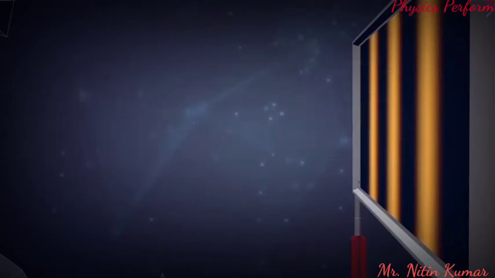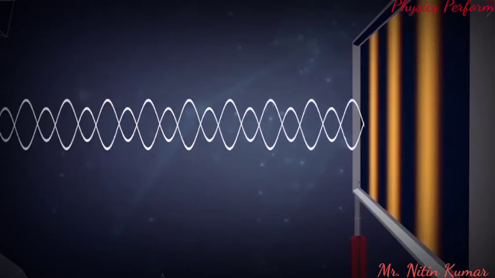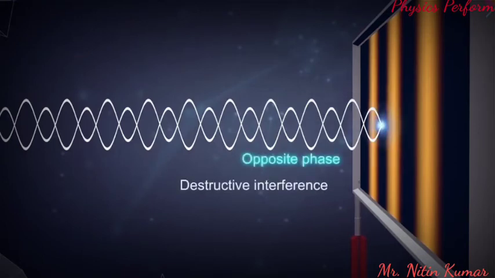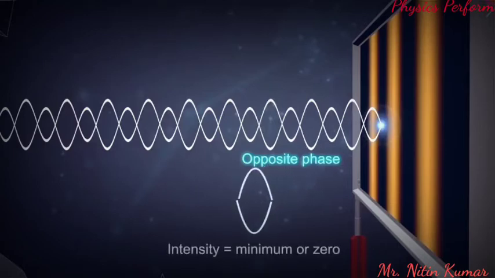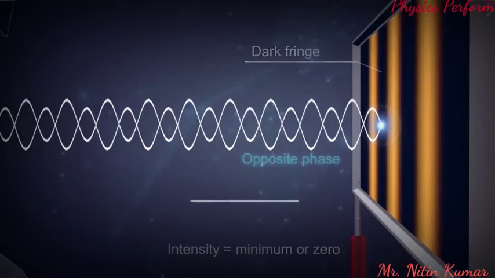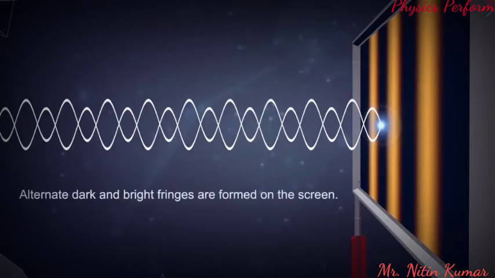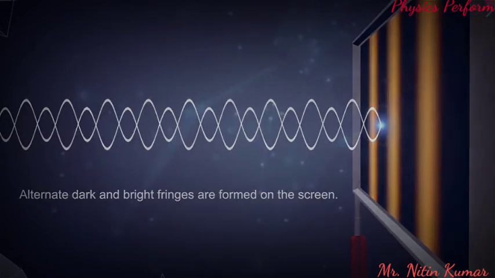Similarly, if two waves of light arriving simultaneously at a point are in opposite phase or out of phase, destructive interference will take place. The intensity will be minimum or zero at that point, hence we get a dark fringe. In this way, alternate bright and dark fringes are formed on the screen.